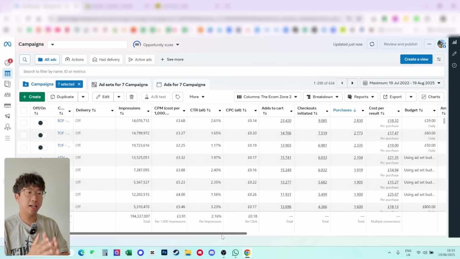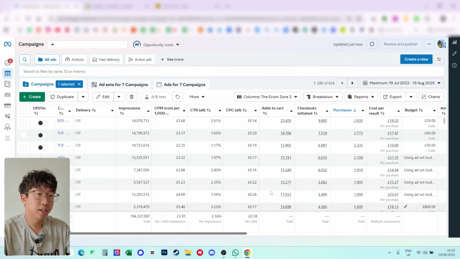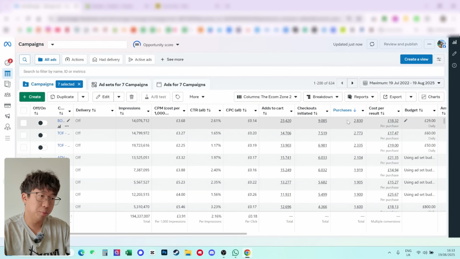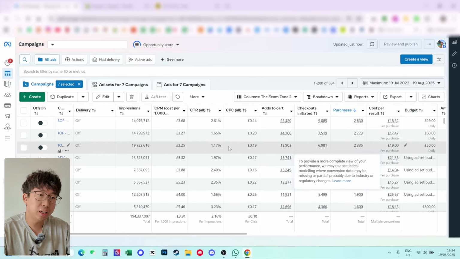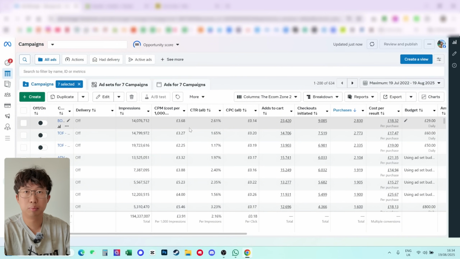Now when you're testing ads, you're not really aiming for sales. You're just trying to find that winning formula, because how do you know what a good ad creative is or ad copy, etc.? So you need to test that out first. So when you're testing at the beginning, you're not aiming for purchases, you're aiming for low cost per click, high CTRs and low CPMs. Now depending on your industry, your CPM varies.